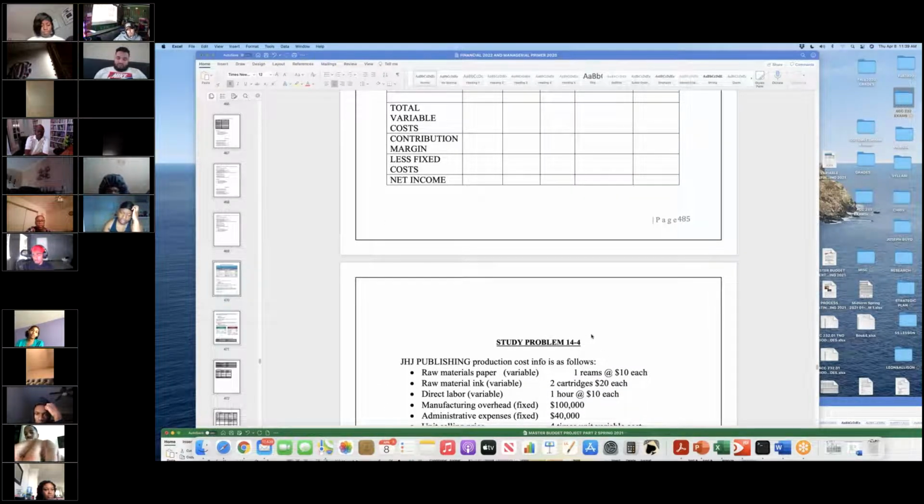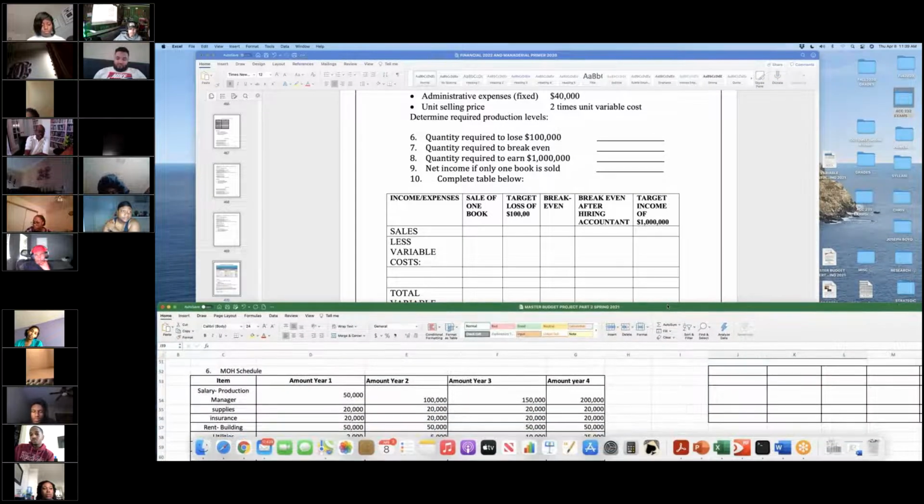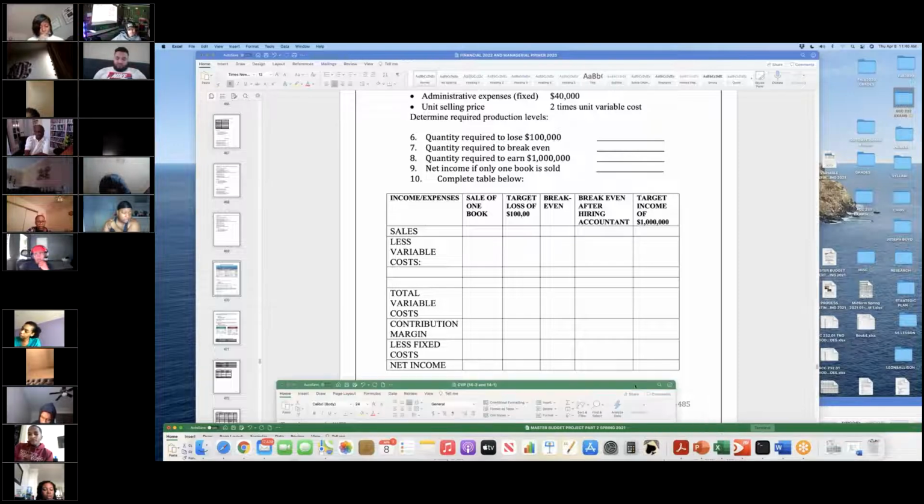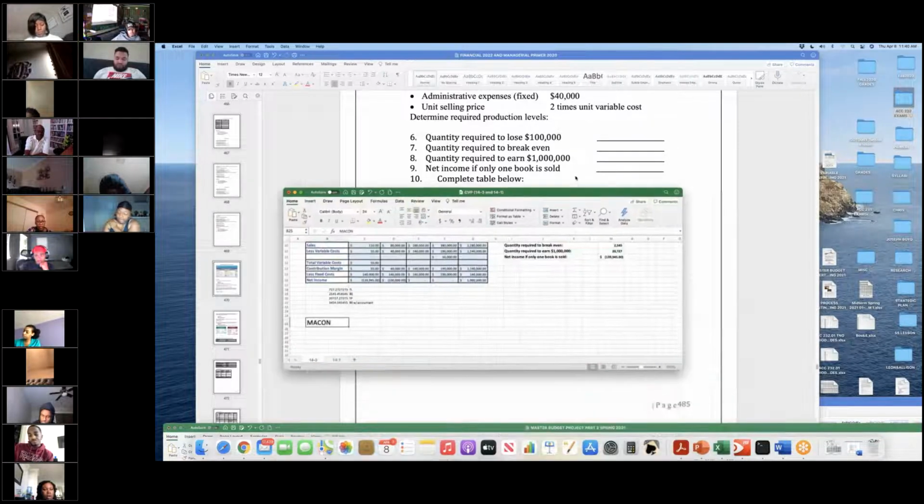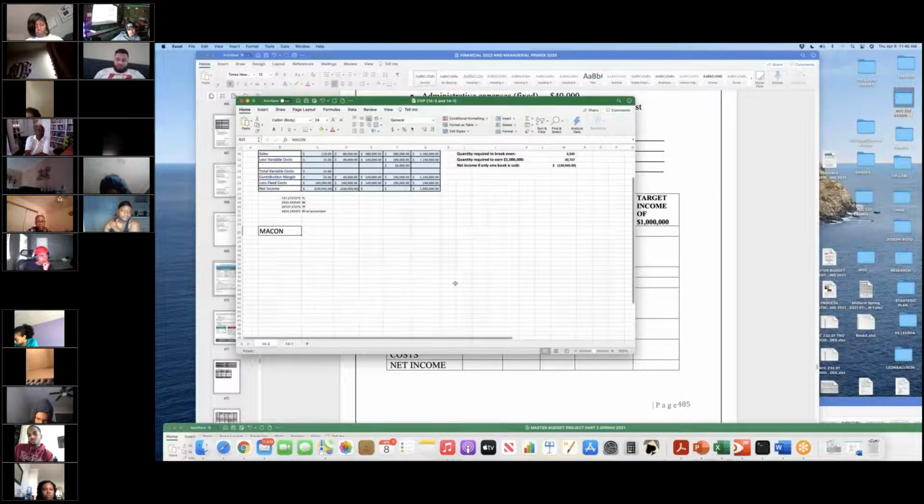You had a column in there that said something after hiring. You see right here? Break even after hiring an accountant, and I didn't see any numbers. We said it was 50,000. But if you didn't have it, that's fine, but you would need a number. And I said last time that if that number wasn't there, it was 50,000. Okay. But if that column didn't get done, it's not going to count against, right? Because it wasn't included in the study problem. Correct. Okay.